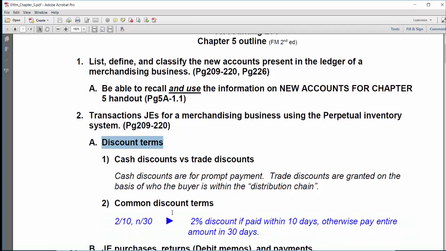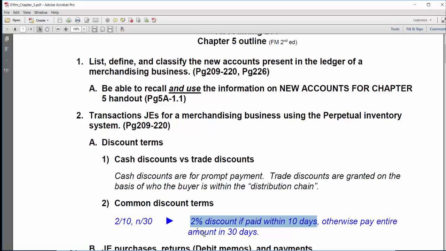Now, common discount terms look like this guy here. This is read 2/10 net 30. That would be how you'd say the discount terms, and it means if you pay within 10 days of the date of sale, you will get a 2% discount. Otherwise, you have to pay the whole amount within 30 days.